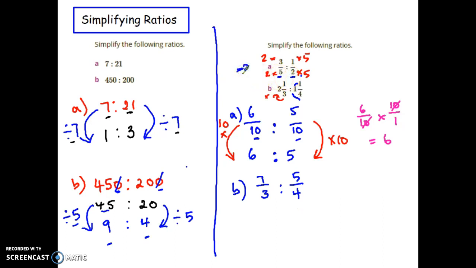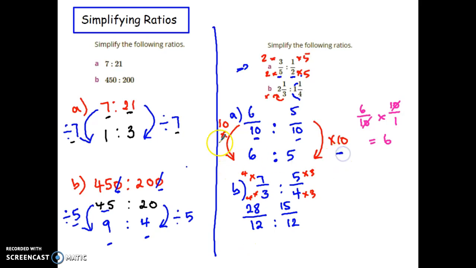We're going to get a common denominator. 3 times 4 is 12, so I'm going to write them both as 12. I've multiplied 3 times 4 to get 12, so I do the same for the top. 7 fours are 28. For my right-hand fraction, I've multiplied 4 by 3 to get 12. Do the same up here. 5 times 3 is 15.